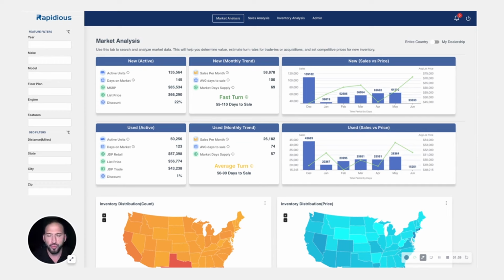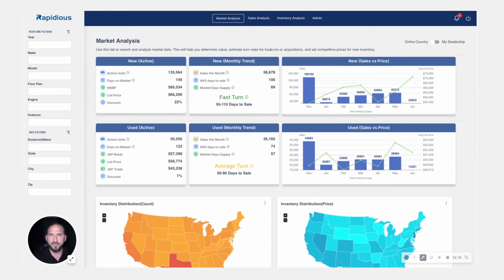What we're able to offer you is the ability to see live data and sold data. What you're looking at is literally the entire country. You can see there are currently 135,000 new units for sale in the country and just over 50,000 used units. You can see how many days on average they've been on the market, what the average MSRP is, average list price, even average discount. You can see how many new units are selling per month on average, how long they take to sell per month, and what the market day supply is.